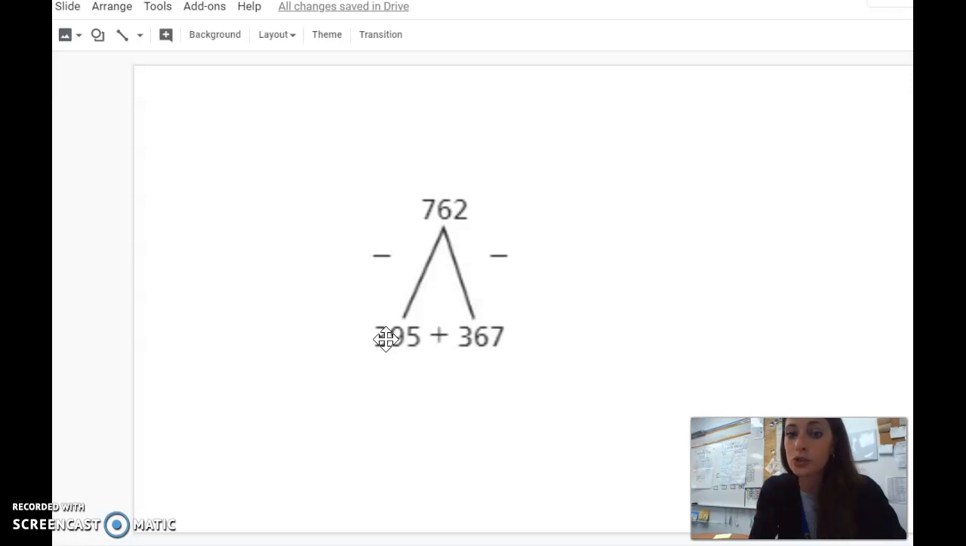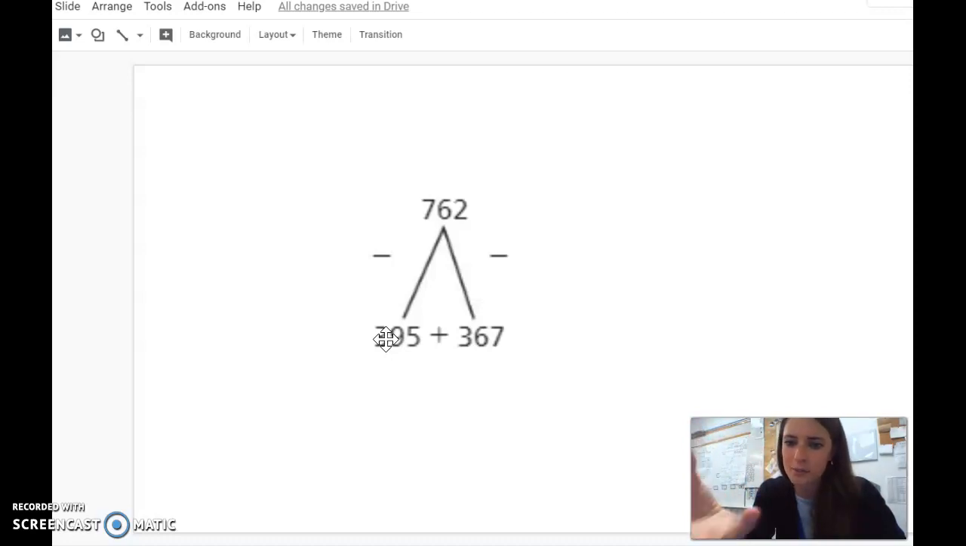Right, well, you can do 395 plus 367 to see if it matches your total. You can do 762 minus 367 to see if it gets to your other add-in of 395. So this is why setting up a Math Mountain helps you see how you can check your answer through a Math Mountain.